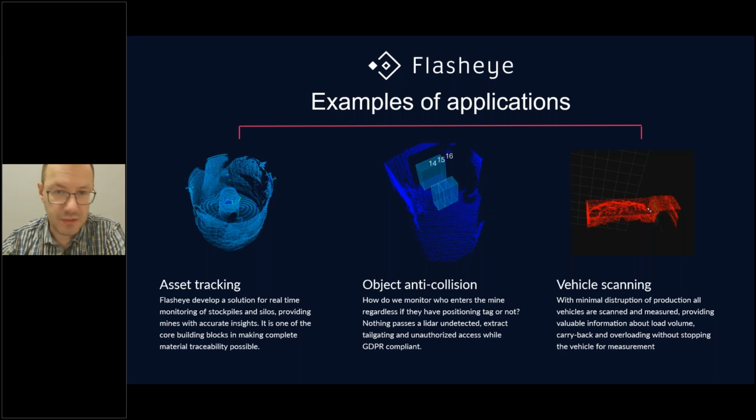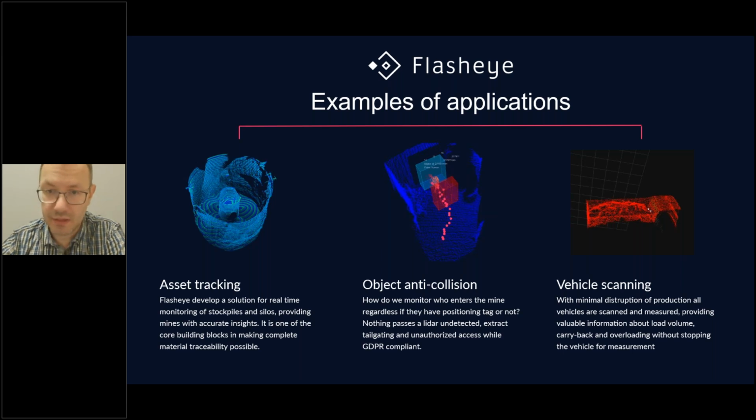Object anti-collision, it is about monitoring where the objects are and where people are, sending early warnings about possible collisions, possible colliding trajectories, checking also unauthorized access, and still being compliant with GDPR. So it can be applied inside the industrial facility and can be applied in smart cities.